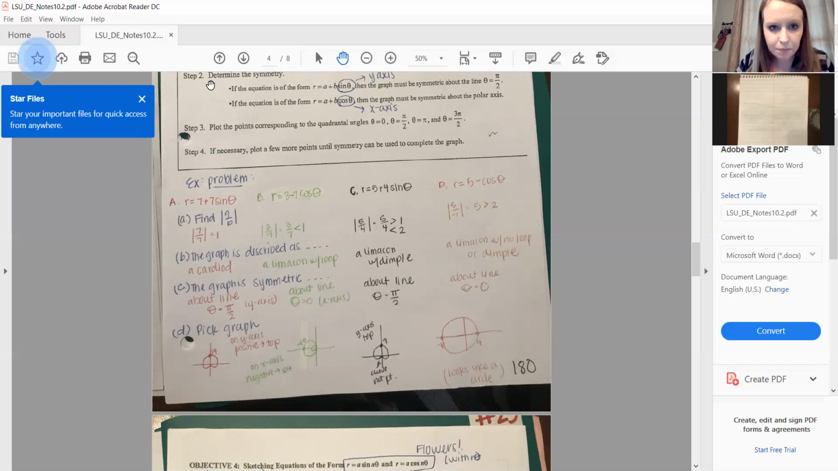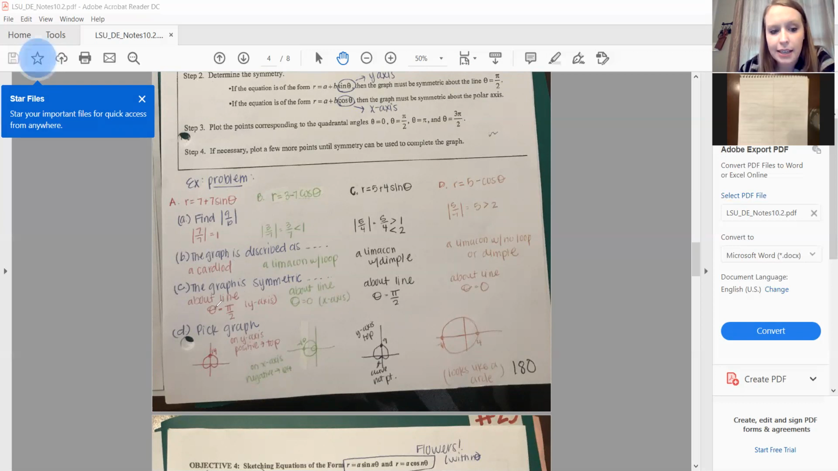Okay, so let me get my tool so you can see where I am. Right here, r is 7 plus 7 sine. Well, 7 divided by 7 is 1, so it's a cardioid. It's a sine problem, so that means it's on the y-axis.